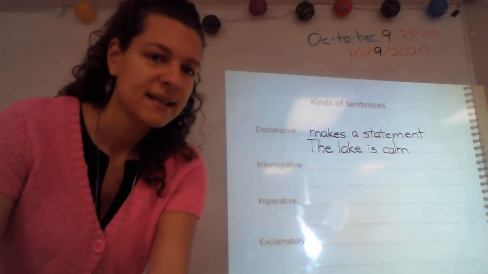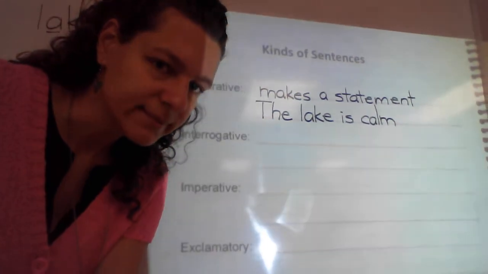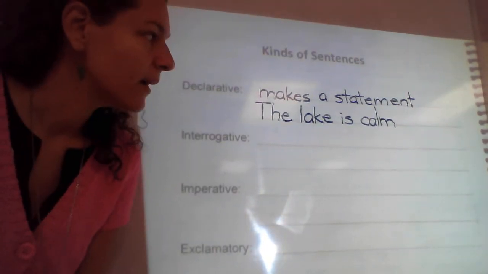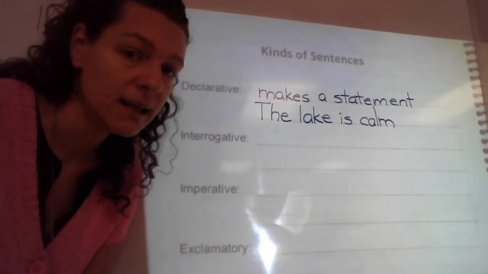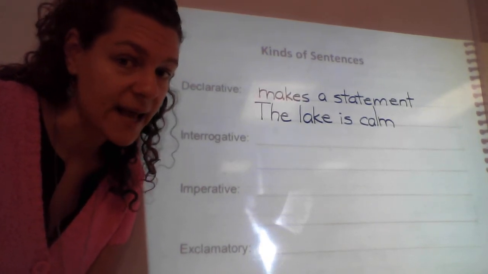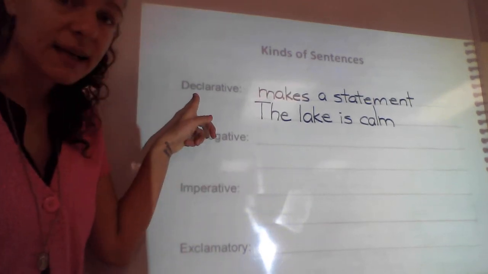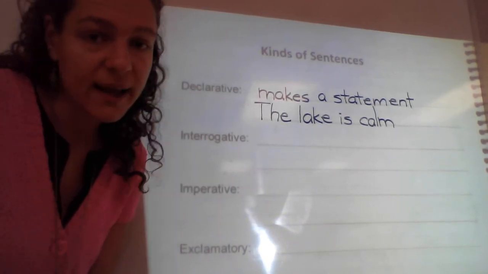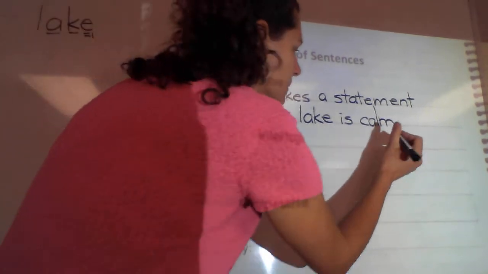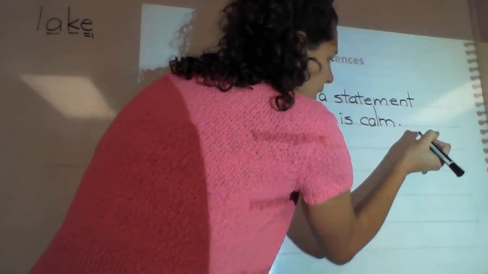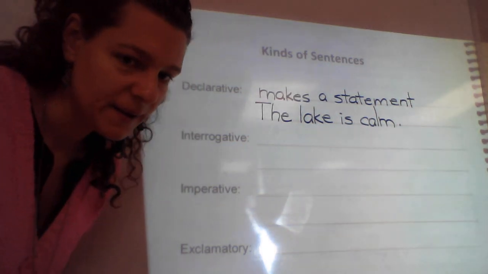All right, is my sentence finished? I hope you're telling me it's not. It's missing something. What is it missing? Good, it's missing an end mark. And since it's a declarative sentence, what kind of end mark do we need to use? Excellent, we need to use a period. So little dot right on the baseline.